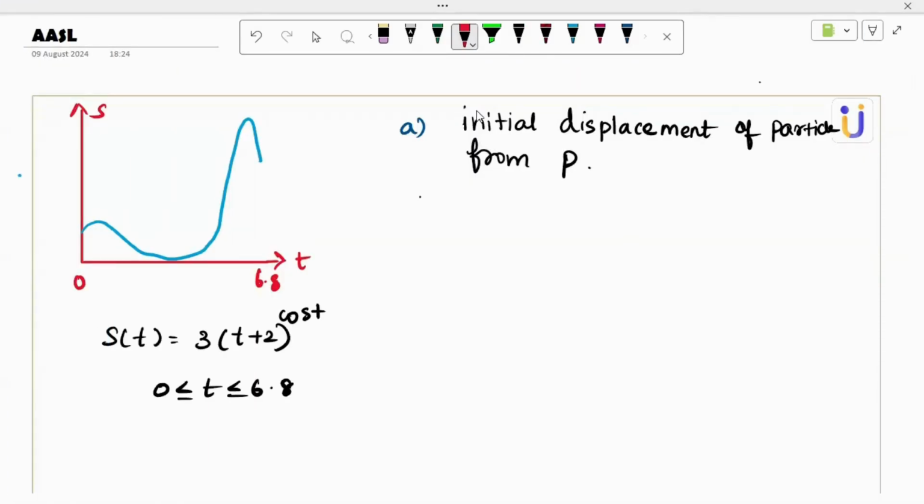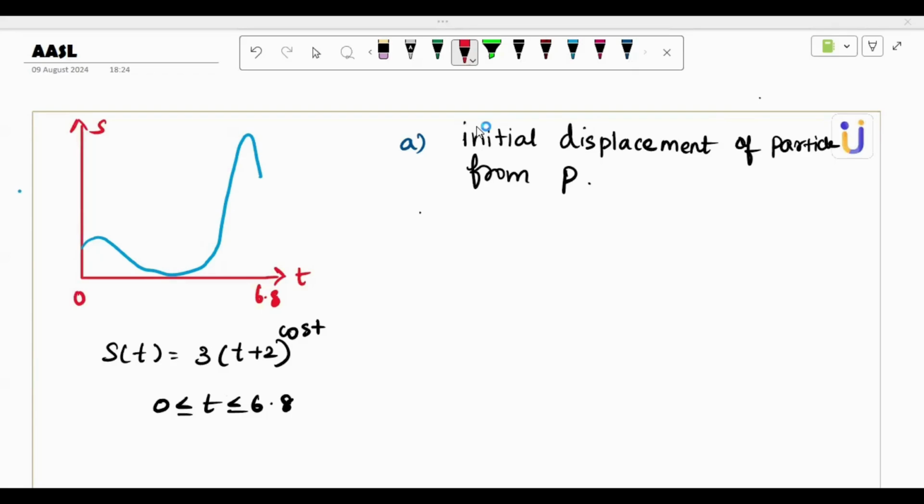Welcome to this discussion. In this particular video, we are going to discuss AASL 2022, paper 2, question number 7. It's a calculus based question, particularly differential calculus and integral calculus involved here. So let's get started. In this question, a particle moves in a straight line.